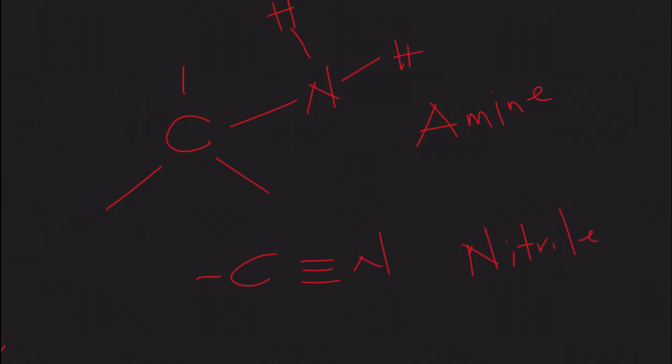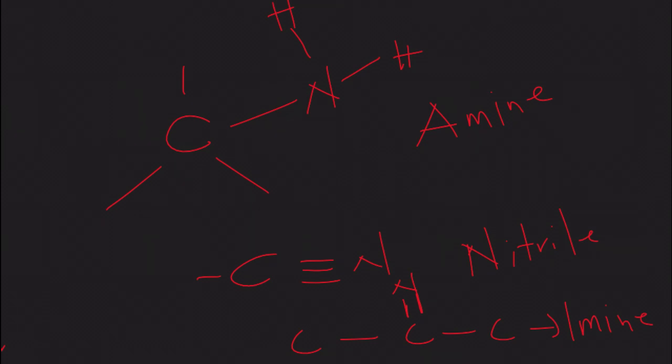Perfect. Then thirdly, we're going to look at an imine. As the name suggests, it's different from an amine in the sense that it's a carbon that has two bonds connecting it to a nitrogen. Alright, and this is what we call an imine. And take note of the difference. We have an amine in the first one, and the third one we have an imine.